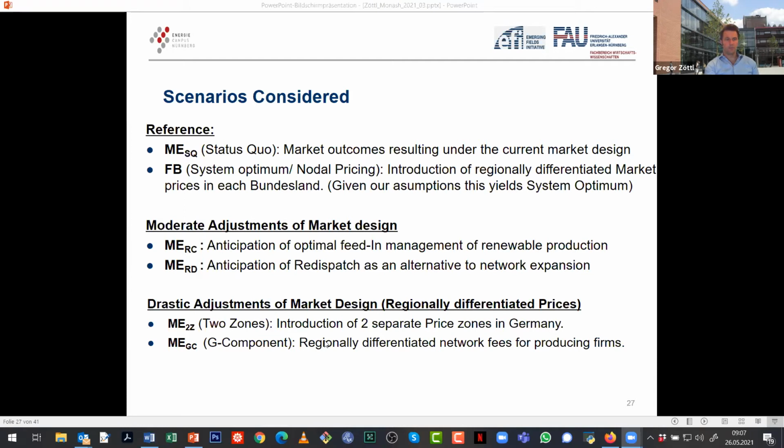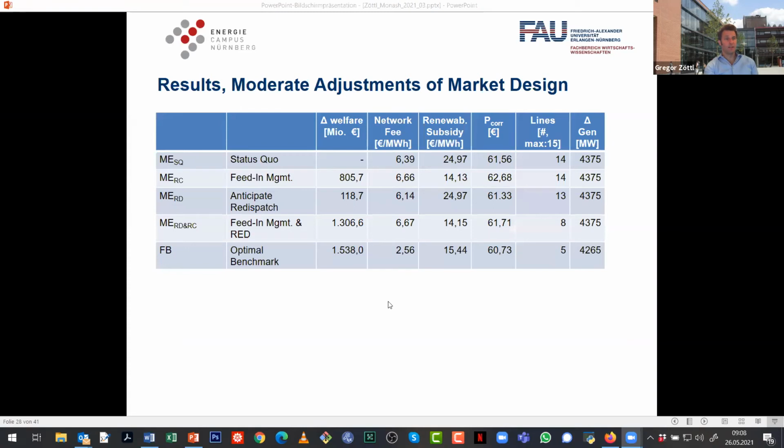This would result in what would happen if we would separate Germany into price zones. For example, 2 different price zones, such that the spot prices already reflect investment incentives. Or we look at different network fees for generators, for investors, such as to incentivize them to locate at more reasonable locations. Those are the scenarios.